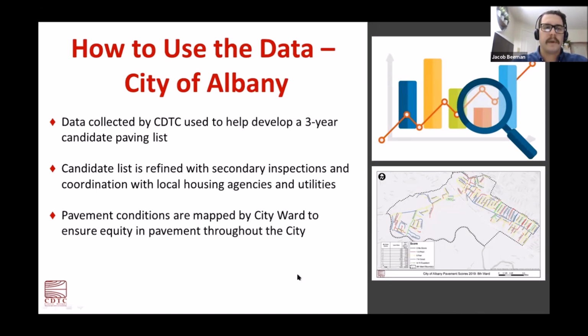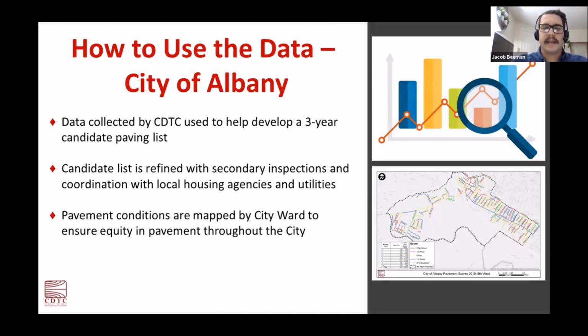So maybe just to give some ideas to some of the members that are on the call, if you have your own data collection efforts, or if you're looking to get into one, this is what you can do with that data once you have it collected. As I mentioned, at CDTC, we collect pavement conditions on city roads on a 2-year basis.